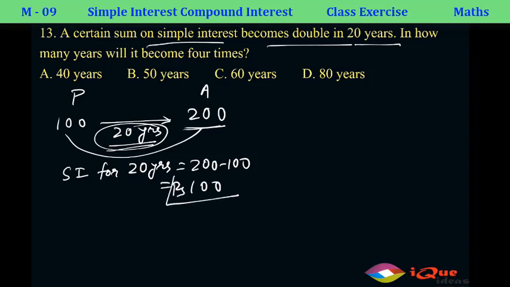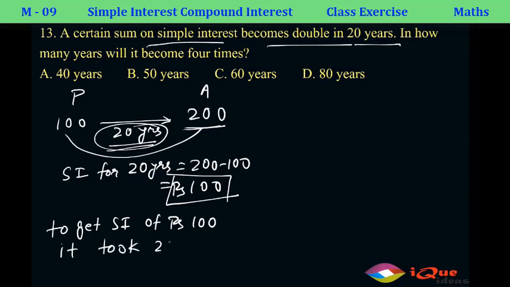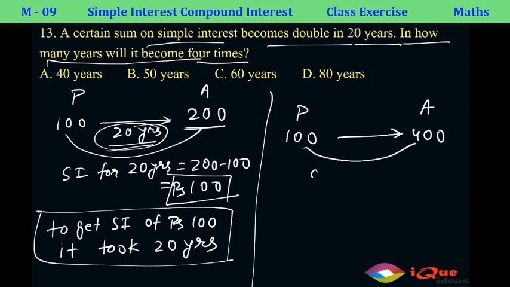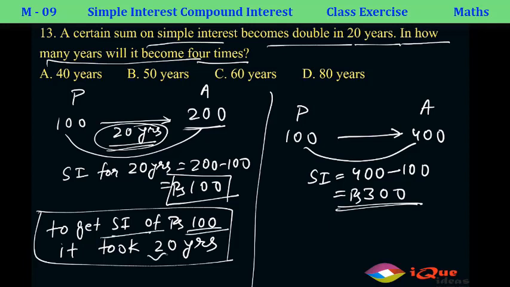Alright. Now we can look at it in this manner also. To get simple interest of rupees 100, it took 20 years. So look at this statement very carefully. Now look at our question. Our question is saying in how many years will it become 4 times. So now I want my principal 100 to become the amount 400. So the simple interest that we want will be 400 minus 100, that is 300.